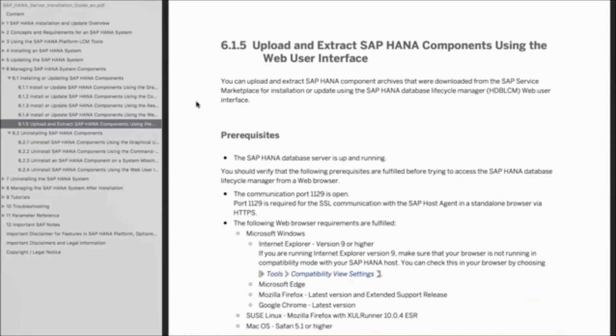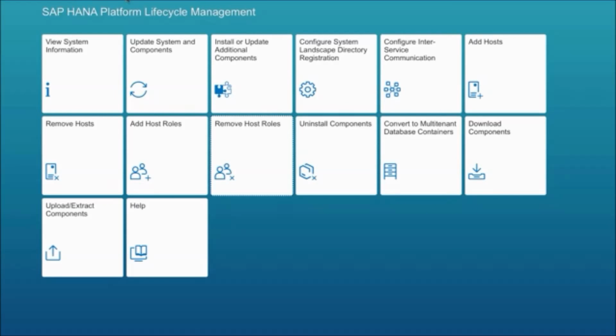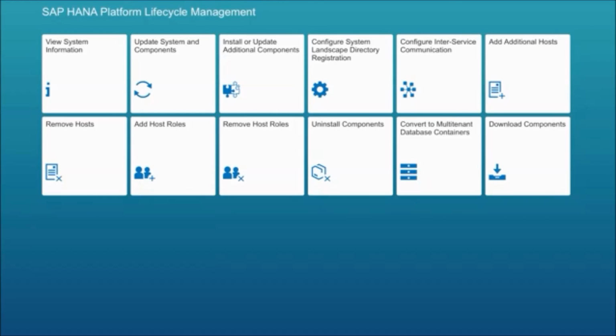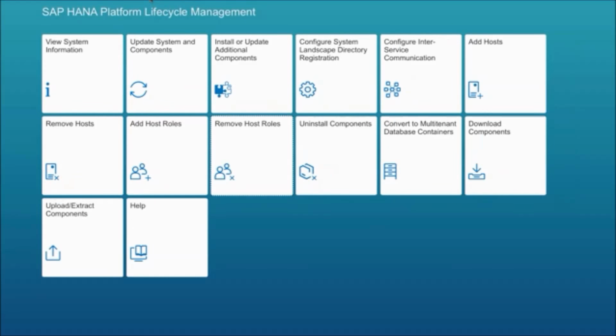Most of the server install and update guide is the same as the previous version, which also means that the whole installation process is pretty much the same. If you're familiar with HANA server installations, you will have no trouble installing HANA 2.0. When we take a look at the Lifecycle Management Tool for 2.0 and compare it with 1.0 SPS 12, you can see that a new tile has been added to upload and extract components.